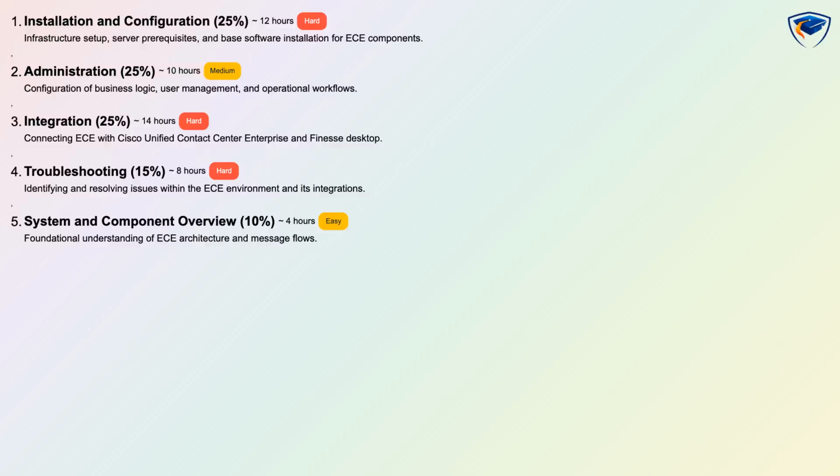Overview of the exam structure and domain weights is critical for efficient preparation. Installation and configuration is 25%, administration is 25%, integration is 25%, troubleshooting is 15%, and system and component overview is 10%. Each domain lists difficulty, estimated learning hours, and assessment type so you can balance hands-on practice with conceptual study.